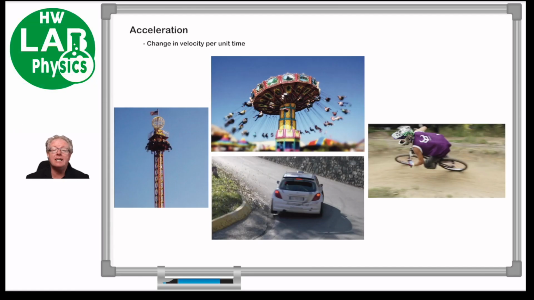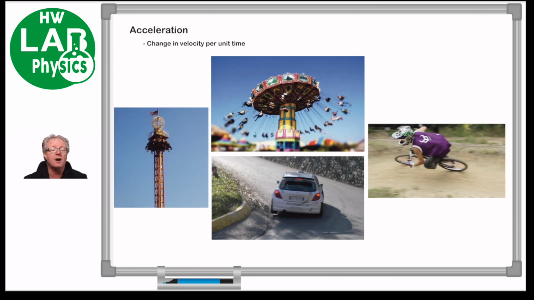Right guys, nice to see you again, and here we're going to be looking at acceleration. Remember we said that speed was a scalar quantity and velocity was a vector quantity. Well, acceleration is another physical property that is a vector quantity, and it depends on direction.